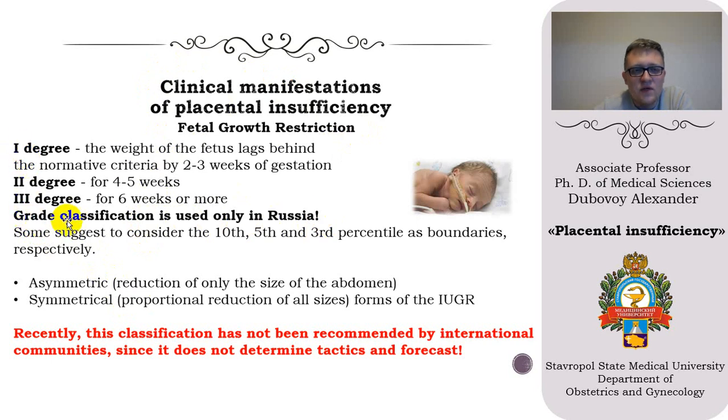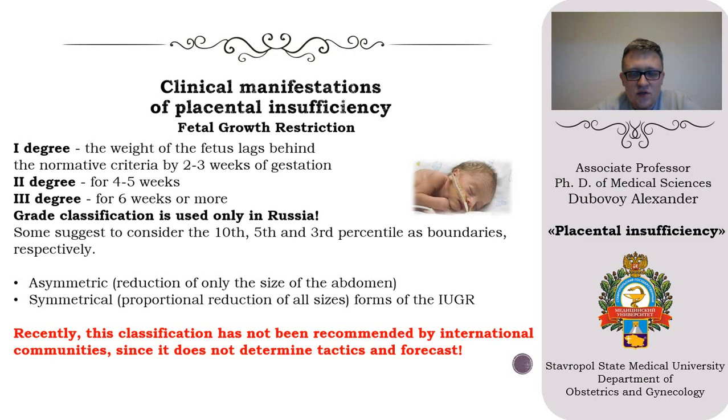There are 3 degrees. First degree: the weight of the fetus lags behind the normative criteria by 2 weeks of gestation. Second degree: by maybe 3 to 4 weeks, and third degree: by 5-6 weeks or more. Some suggest considering the 10th, 5th, and 3rd percentile as boundaries respectively.